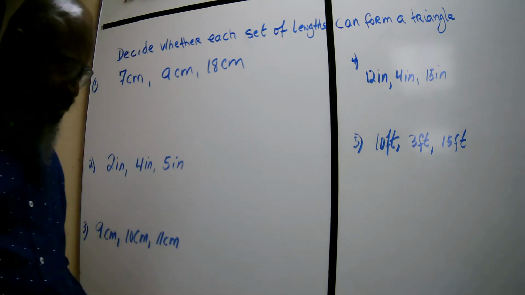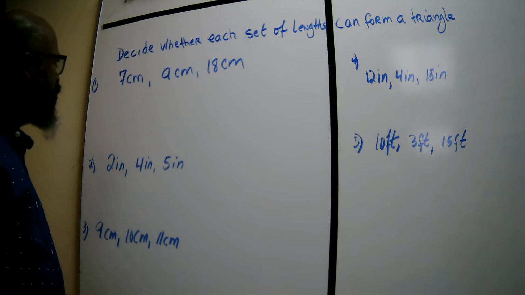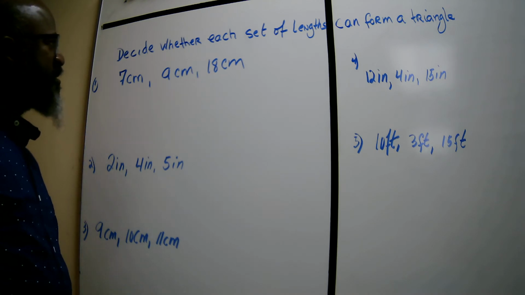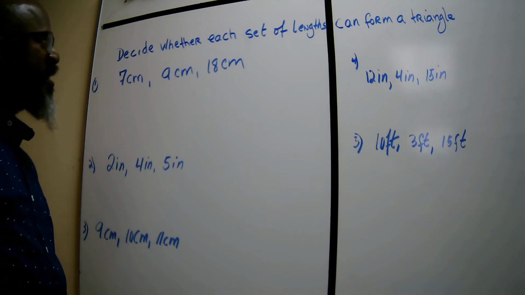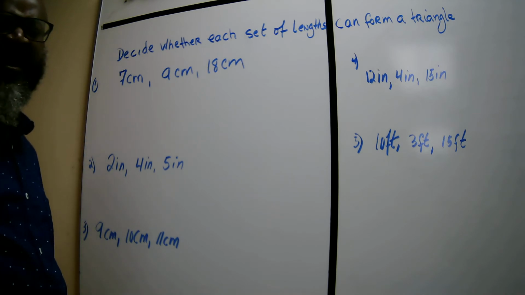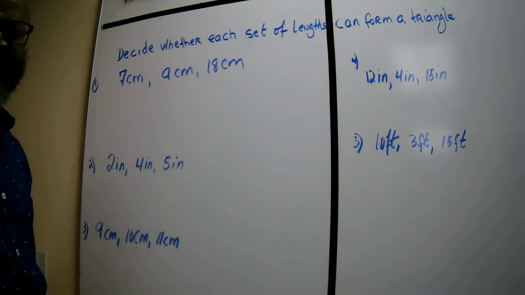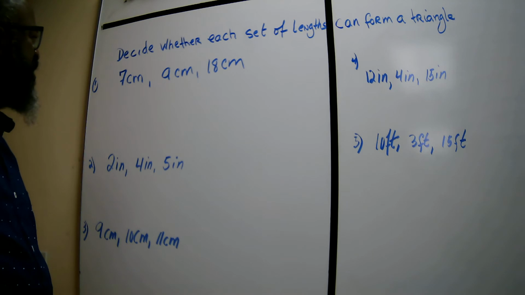Let me say this is back. We're going to decide whether each set of lengths can form a triangle. So remember that you are given three sides of a triangle, and you need to prove that if you add any two sides, the sum must be greater than the third side.